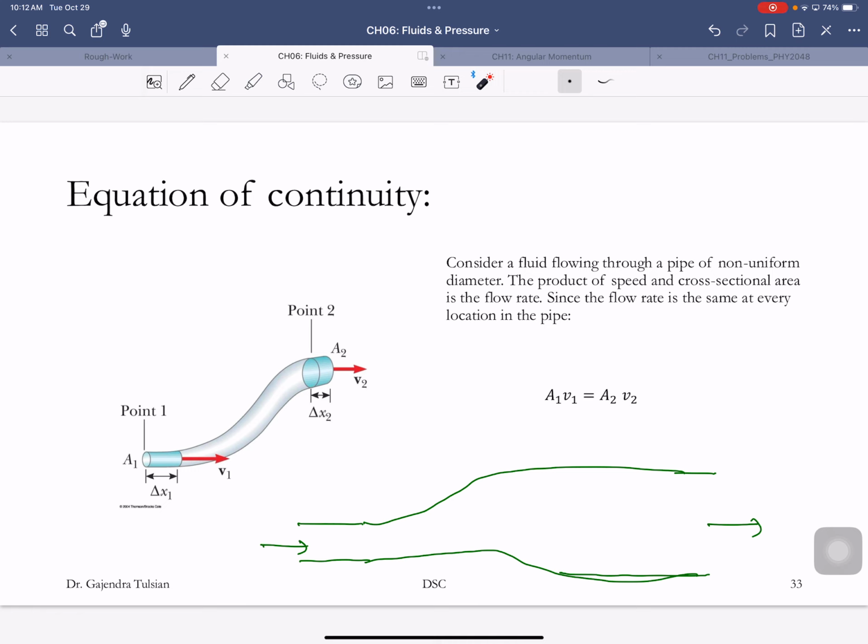1 gallon. The same amount of fluid is flowing in. Okay, this is the flow rate. The flow rate is the area of cross-section of the pipe times the speed at which it's flowing: A2, V2. The volume flow rate is the area of cross-section of the pipe and the speed of the fluid at that point. Whatever is flowing in is flowing out. So if the pipe gets wider, the speed of the fluid decreases.